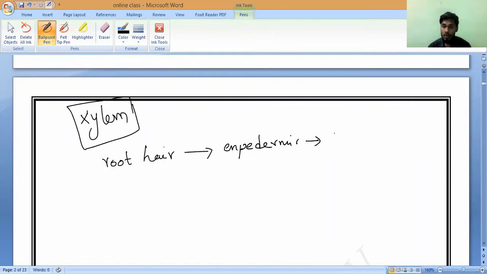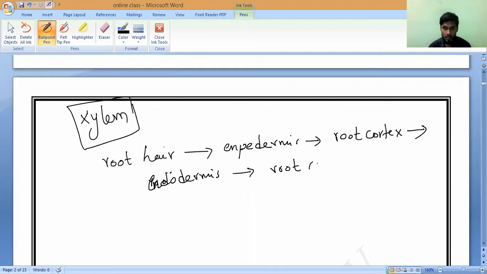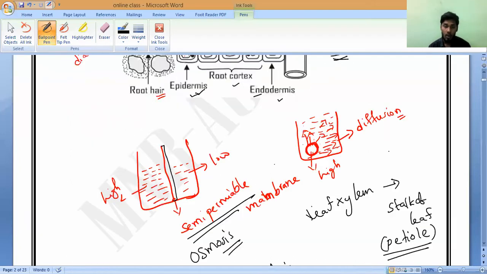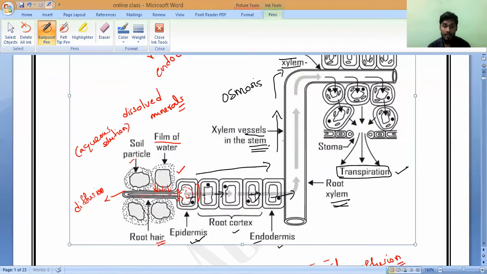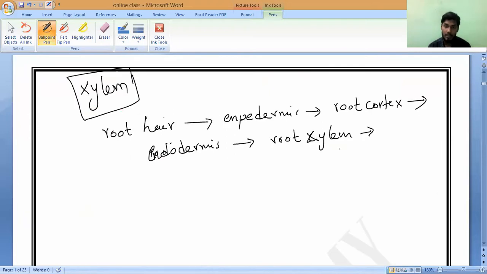Next, the root cortex, then the endodermis, then the root xylem. Next, the xylem vessels in the stem. Xylem vessels in the stem. Understand?